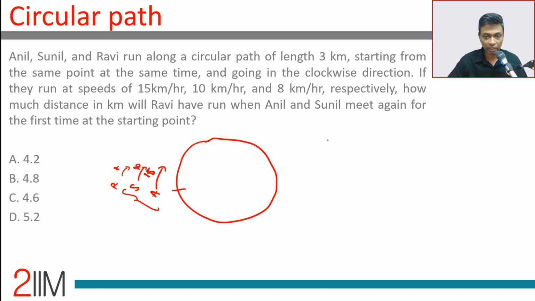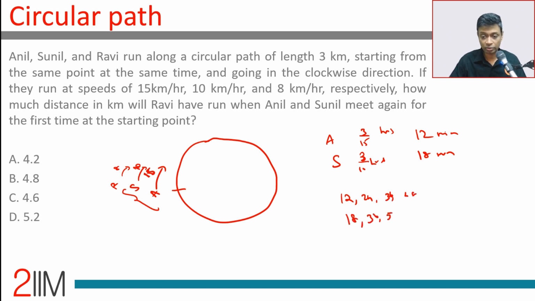So on a 3 kilometer track, Anil will finish it in 3 by 15 hours, which is 12 minutes. Sunil will finish it in 3 by 10 hours, 3 by 10 into 60, which is 18 minutes. We need to find the LCM of 12 and 18. Anil will be at the starting point at 12, 24, 36, 48 minutes. Sunil will be at 18, 36, 54, etc. So at the end of 36 minutes, both will be at the starting point for the first time.